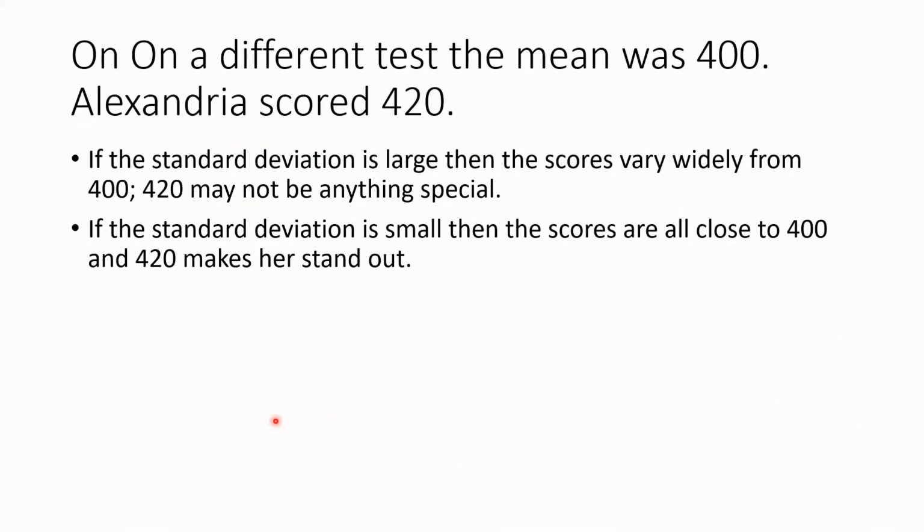Well, if the standard deviation is large, then the scores vary a lot from 400. Maybe some go way higher than 400, some go way lower. And 420, it's above average, but it may not be anything special. But if the standard deviation is small, then the scores are all close to 400, and the 420 makes her stand out. Remember our 95% rule. If the standard deviation was 10, then she would be 2 standard deviations above the mean, which puts her in the top 2.5%. So because she wants all the scores to be close to 400 to make herself stand out, she wants a small standard deviation.